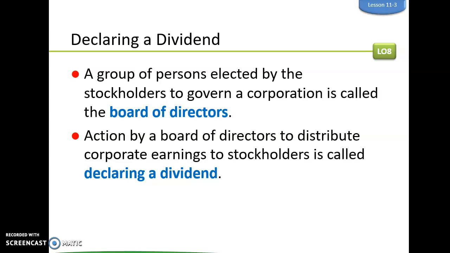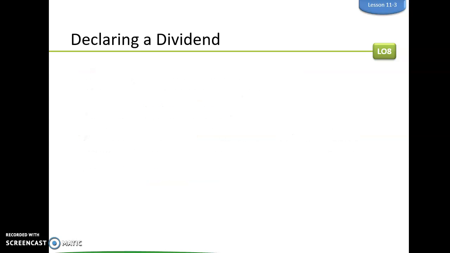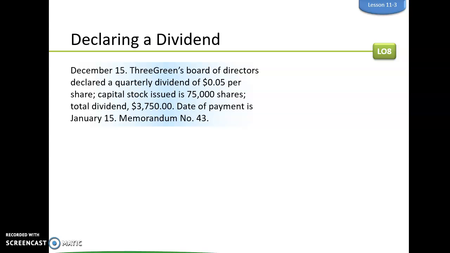So a dividend cannot exceed the balance of retained earnings. Like, we cannot pay our stockholders more than we have actually earned, right? We can't do that. So let's go to the next screen here, and let's just go through this scenario.